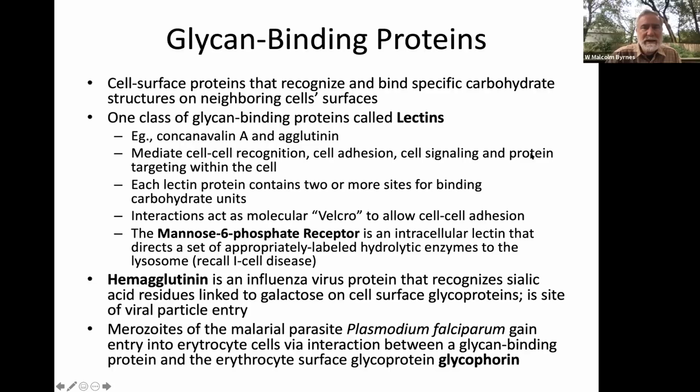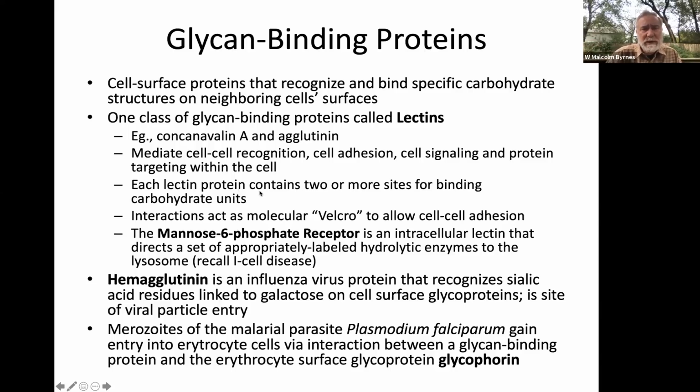Now that last thing there, cell signaling and protein targeting within the cell, that's what mannose-6-phosphate mediates. Wait, let me say that differently. The mannose-6-phosphate receptor, which recognizes mannose-6-phosphate on those hydrolytic enzymes, is an example of a lectin, right? The mannose-6-phosphate receptor. And it helps guide the protein to where it needs to go in the lysosome.